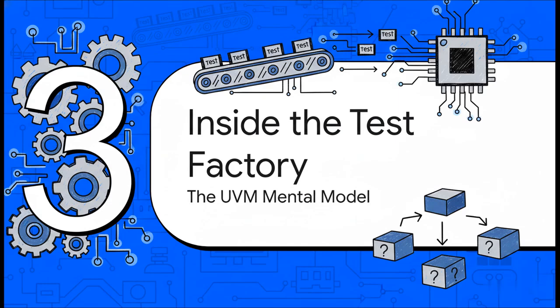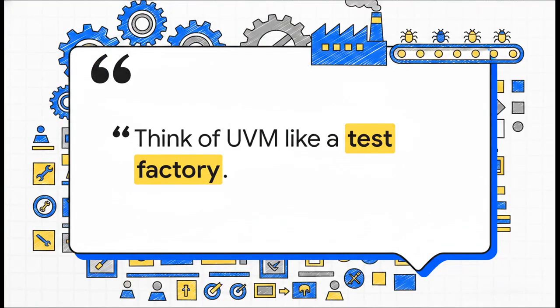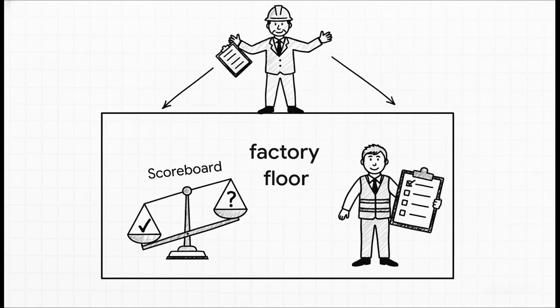The UVM mental model. Now that we've got the historical context down, let's look at the actual technical architecture. And we're going to use this brilliant mental model. I absolutely love this quote. Think of UVM like a test factory. Keep this in your head as we go through these next few slides. Because instead of just typing out raw lines of code, with UVM, you are effectively building a factory. You've got different departments, assembly lines, specialized workers, and the whole shebang is dedicated to one thing, finding bugs in your chip design.